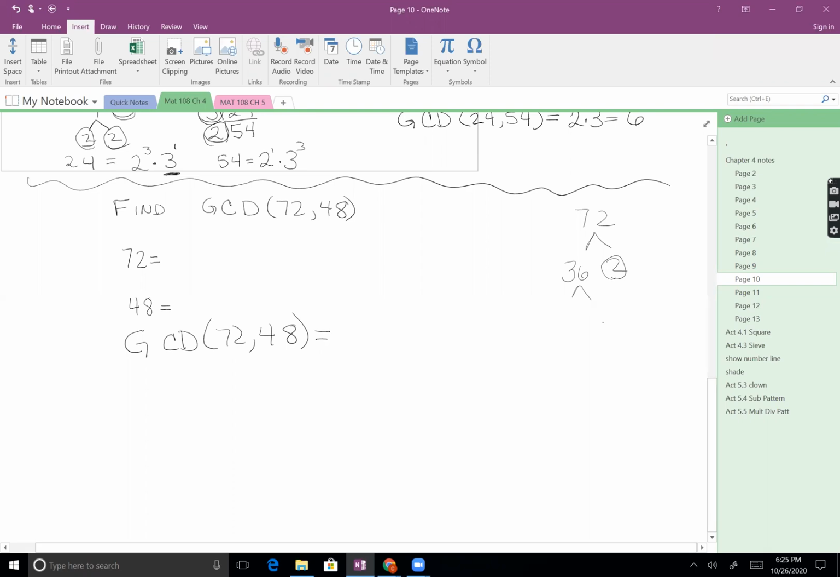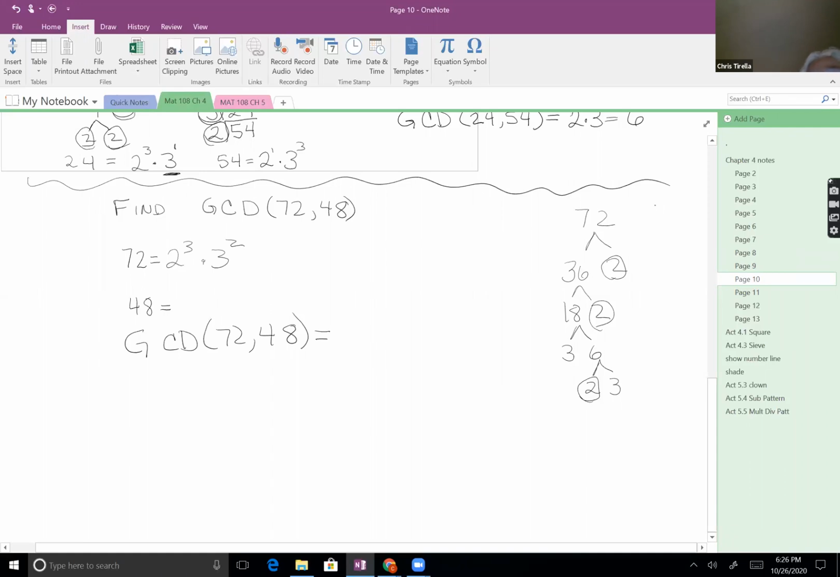Okay. Factor tree people, what did you do with 36? 18 and 2. And what did you do with 18? 3 and 6. And what did you do with 6? 2 and 3. So we've got 3 2s and 2 3s. That one all right?